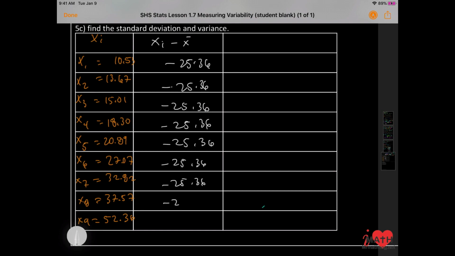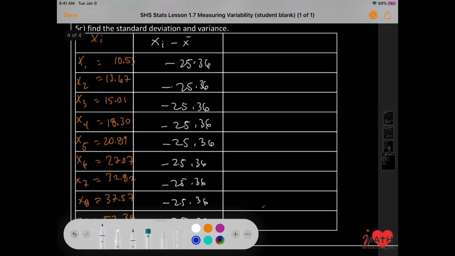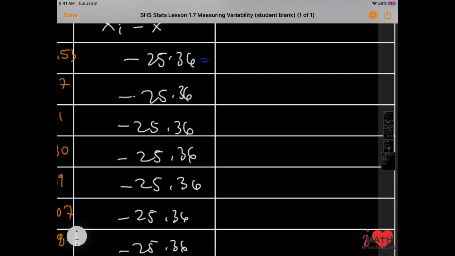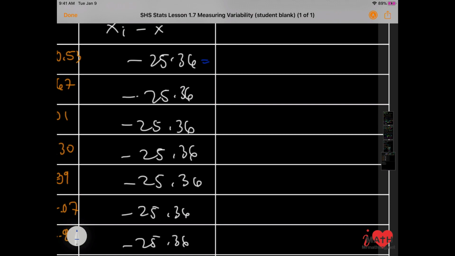Okay, so we got subtracting all that by 25.36. And then we're going to get some answers, right? So let's get those answers. All right, so if you subtract 10.53 minus 25.36, you'll realize your positive number is smaller than a negative number, so I'm going to get a negative number. So negative 14.83. This one's going to be negative 11.69. So use your calculator, just subtracting here. Negative 10.35.